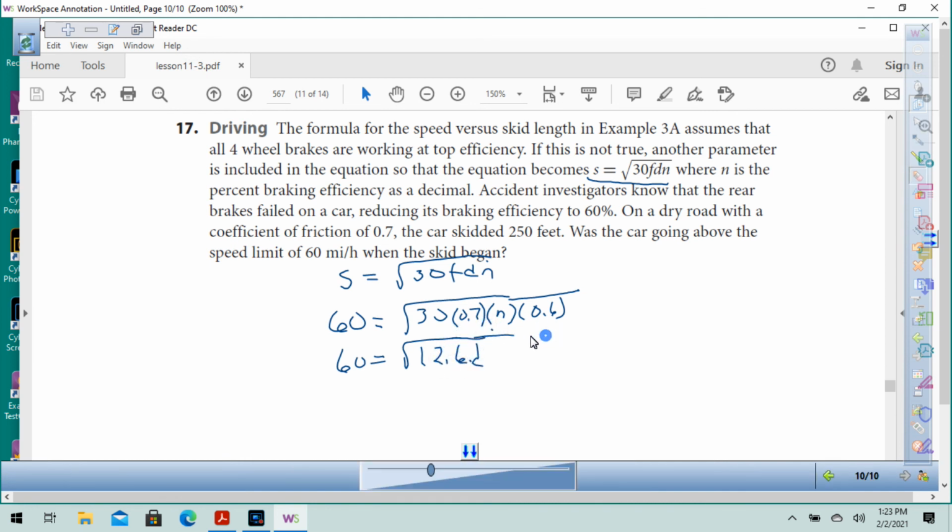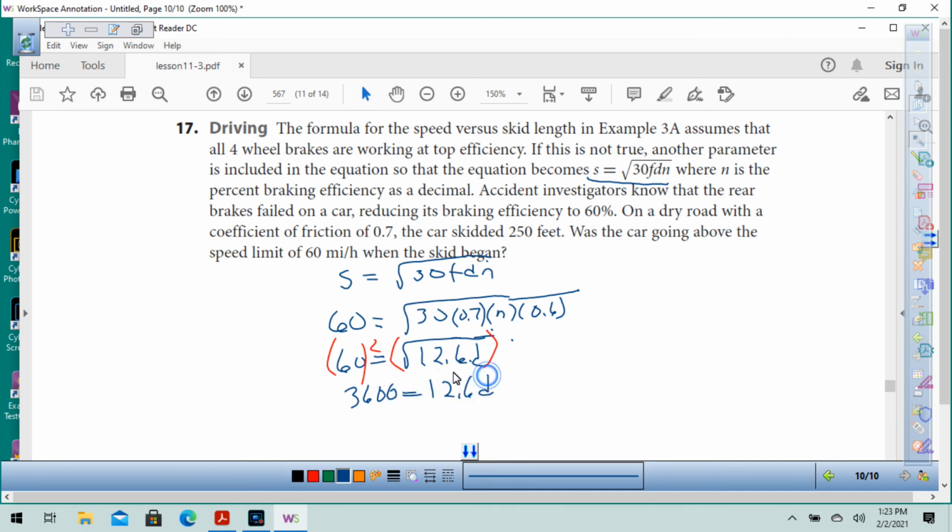All right. Now, to solve for D, we got to square both sides. So 3,600 equals 12.6D. Divide both sides by 12.6, and we got approximately 286 equals D. Because the expected skid length under the conditions is 286 feet, and the actual skid distance was 250 feet, the car was not exceeding the speed limit when the skid began.